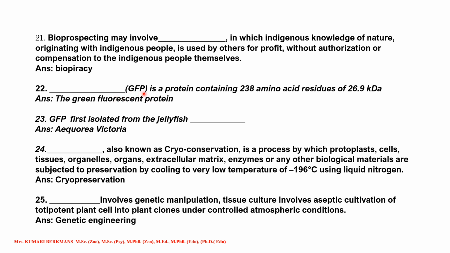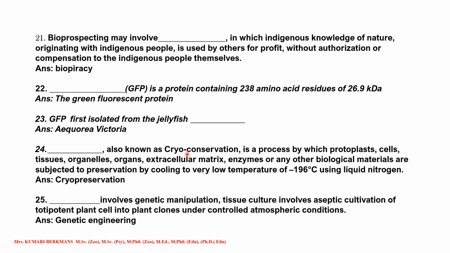The green fluorescent protein is present in jellyfish, which contain 238 amino acid residues. Now, dash, also known as cryoconservation, is a process by which protoplast cells, tissues, organelles, organs, extracellular matrix, enzymes, and any other biological materials are subjected to preservation by cooling to a very low temperature of minus 196 degrees centigrade using liquid nitrogen. That process is called cryopreservation.